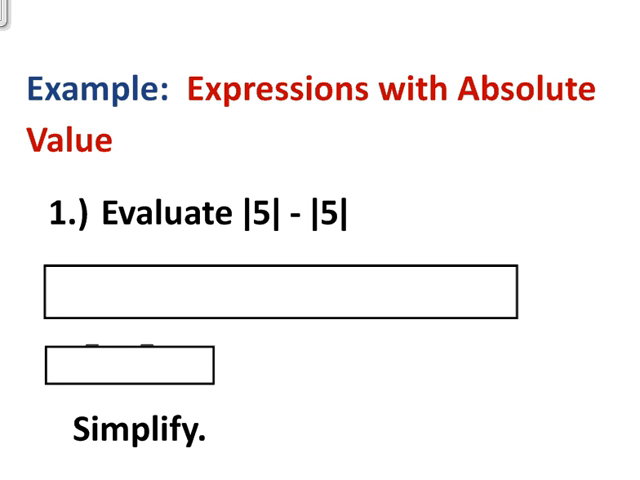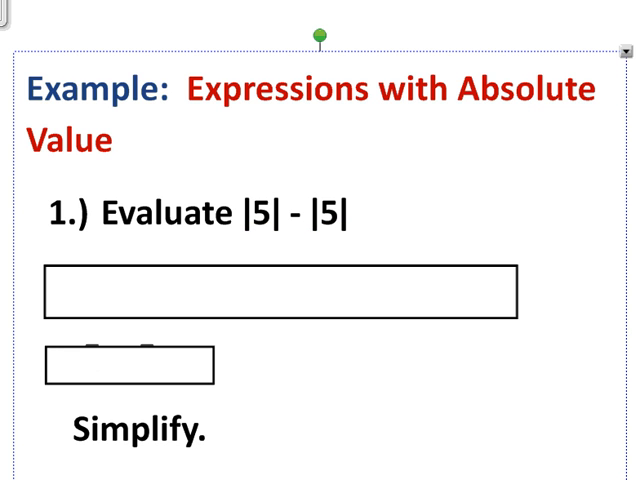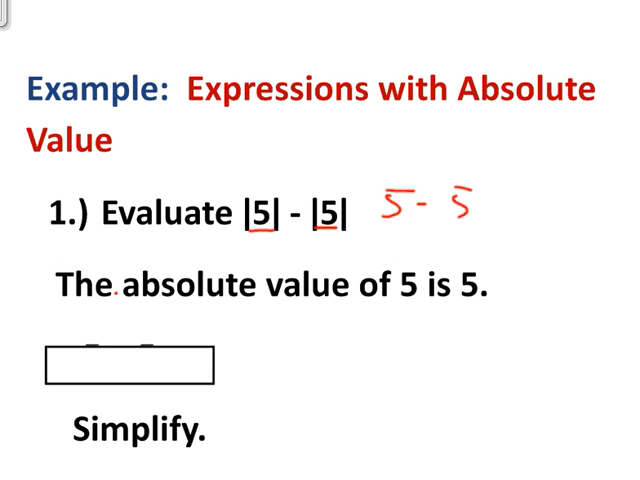Expressions with absolute value. Please evaluate the absolute value of 5 minus the absolute value of 5. The absolute value of 5 is 5. So the absolute value of 5 here is the number 5. The absolute value of 5 is 5, so 5 minus 5, of course, is 0.